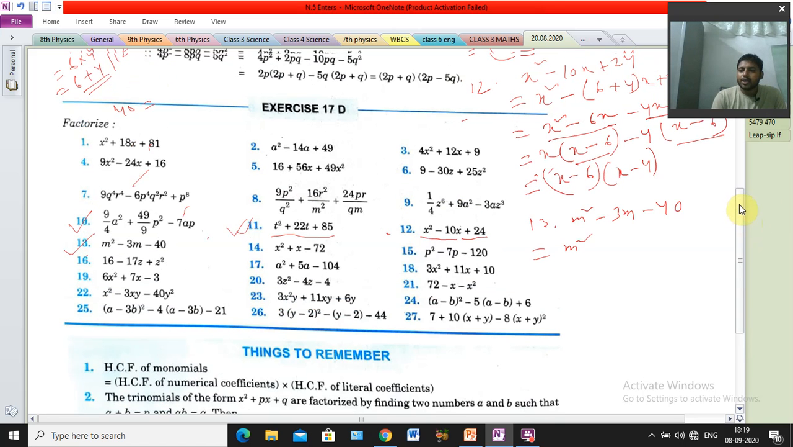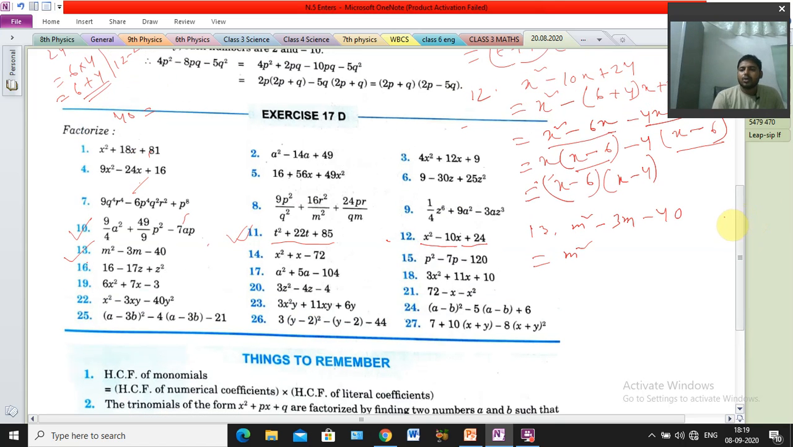Do factorization, that is better. We can do it directly also. 40 means 8 into 5, and 8 minus 5 we are getting 3. So instead of 3 we will write 8 minus 5: m square minus (8 minus 5)m minus 40. Clear? At first you can try directly, otherwise you do the factorization, and after that, with the help of factors, you will do it.